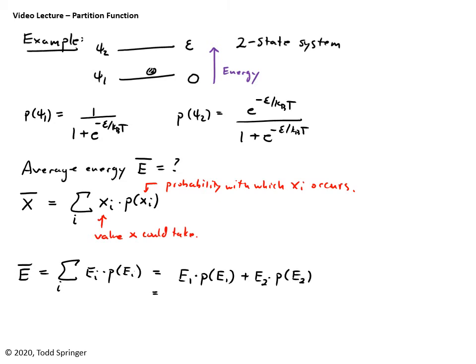Okay, E1 is 0. So this is 0. Because this is E1, right? E1 and E2. E2 is epsilon. So that means that the average energy of this system, the first term is 0, is epsilon times P of E2, which is this guy here.